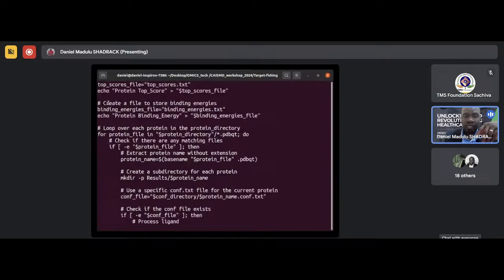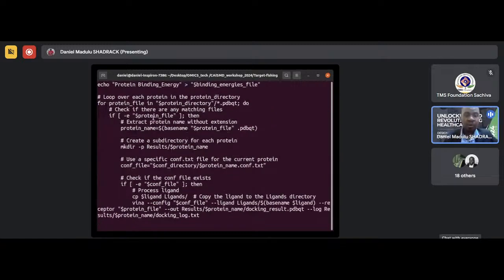And then I need to create a file to store binding energies. The idea is I don't want to be manual. I do the docking, go to the file, look for the highest energy, pick one. That is a waste of time and money, and you can make errors copying and pasting the number. So we want to do automation. Here, we are telling it to make a binding energy file, and get the binding energy from each result. Once we are done, we do some processing.